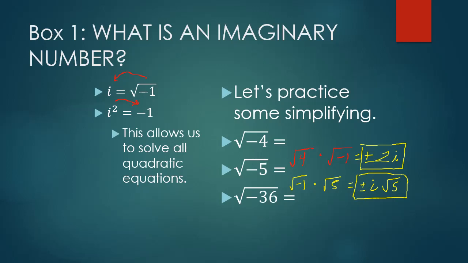Let's try another one. So the square root of negative 36. When I separate, I have the square root of 36 times the square root of negative 1. And what's the square root of 36? Plus or minus 6. And what's the square root of negative 1? i.